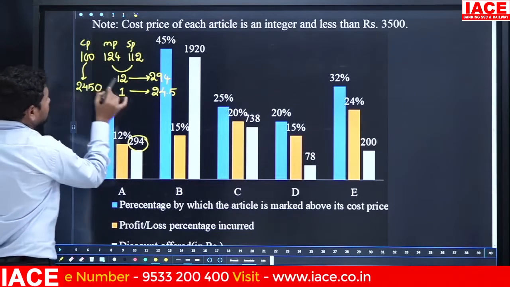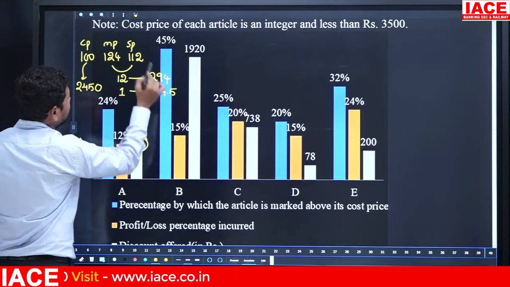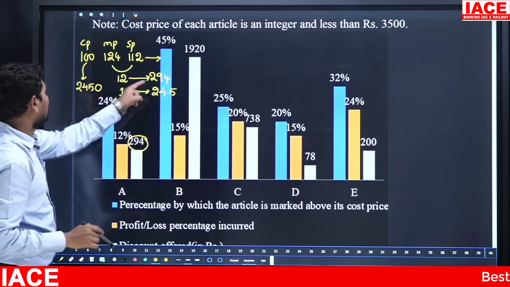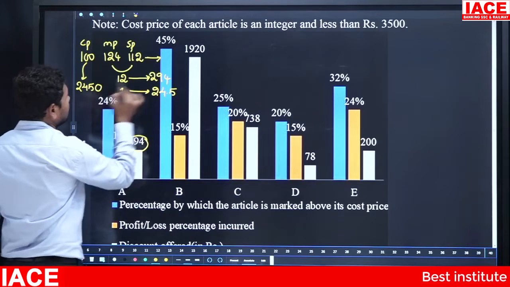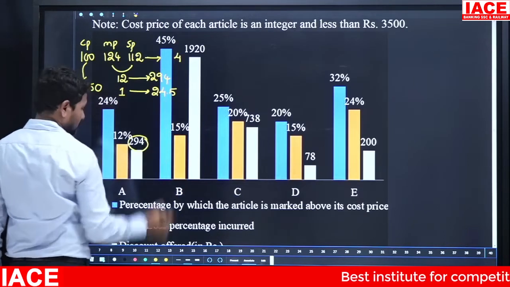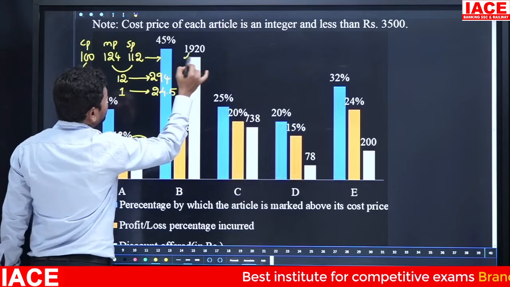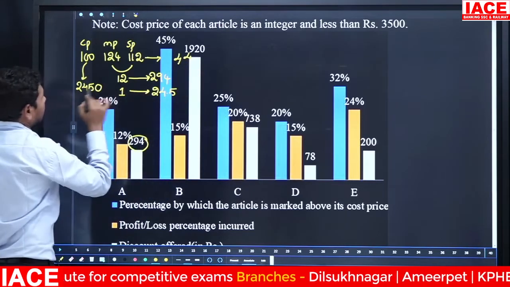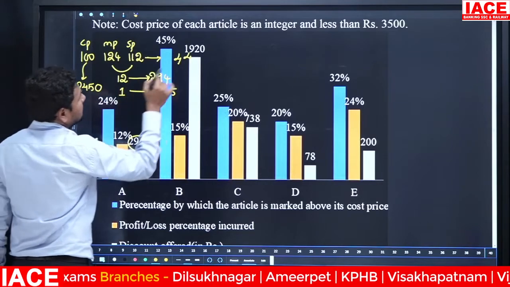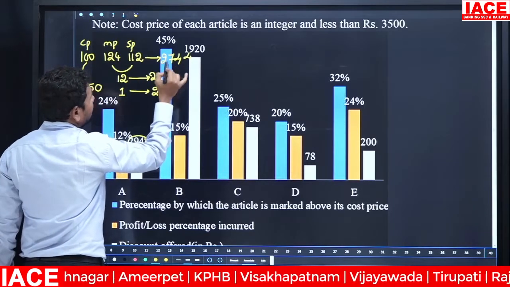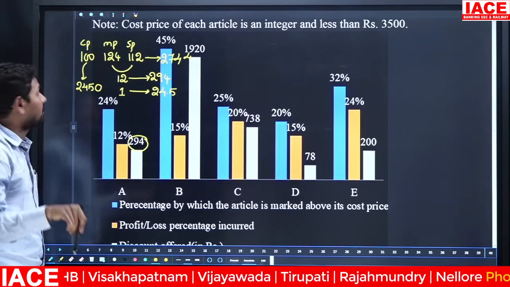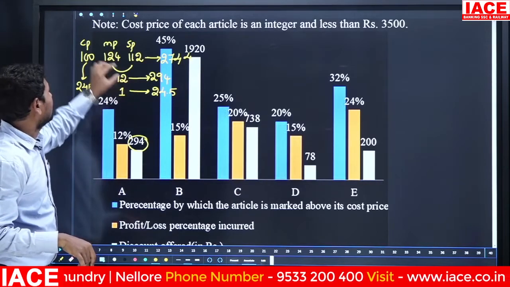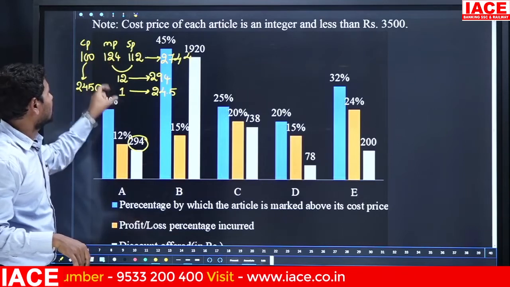Then 100 plus 12 is 112 parts, and 112 parts belongs to the selling price. So add 294. 0 plus 4 is 4, 9 plus 5 is 14, and with the carry forward, 4 plus 2 plus 6 plus 1 is 7, so we get 2744. 2744 is the selling price and cost price is 2450, and 124 parts is equal to the market price.